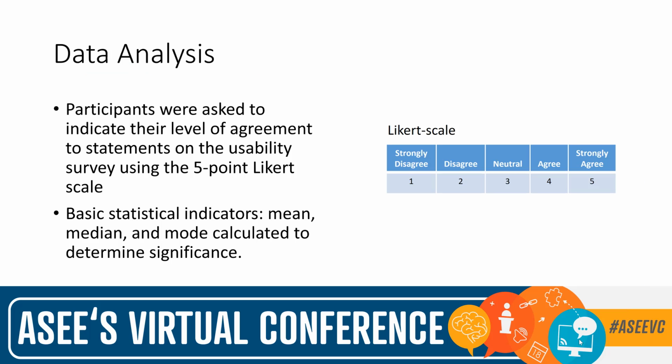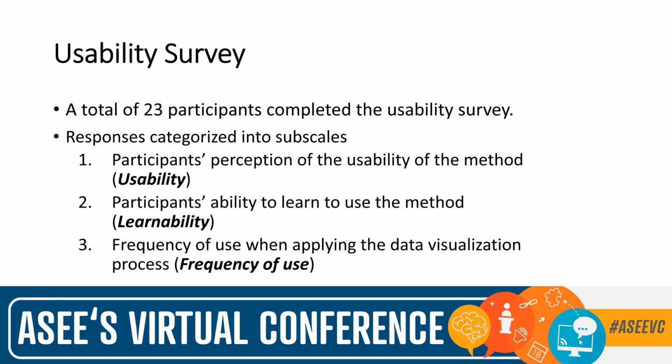Participants were asked to indicate their level of agreement to statements on the usability survey using a 5-point Likert scale. Response options included strongly disagree, disagree, neutral, agree, and strongly agree. Basic statistical indicators, such as the mean, median, and mode, were calculated to determine significance. Only outcomes from the post-usability survey responses are calculated in this work.